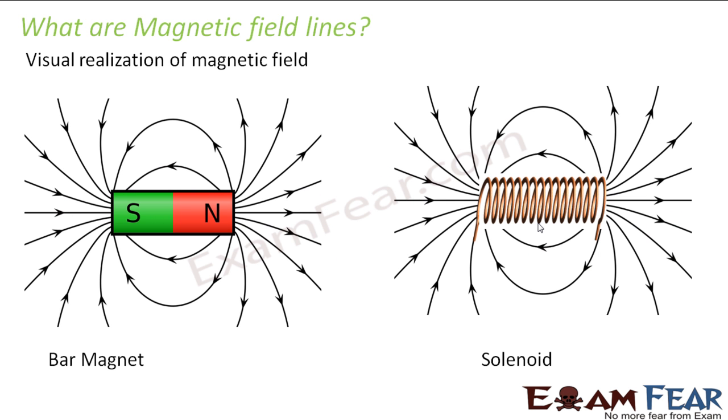Now let us talk about some of the properties of magnetic field lines. What are magnetic field lines? They are nothing but a visual realization of the magnetic field. That is, it is a way of representing the magnetic field pictorially, because by looking at the field lines we can tell whether the field is uniform or not, what the magnitude of the field is, and what the direction of the field is. So there are certain things which your magnetic field lines can tell you, right? So we can say that they are nothing but a visual realization.